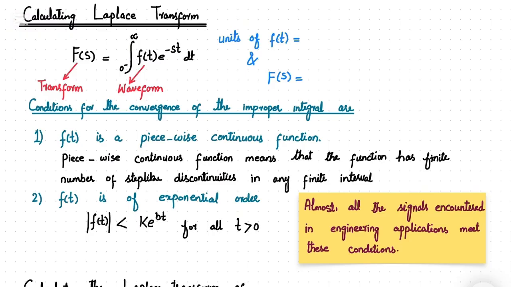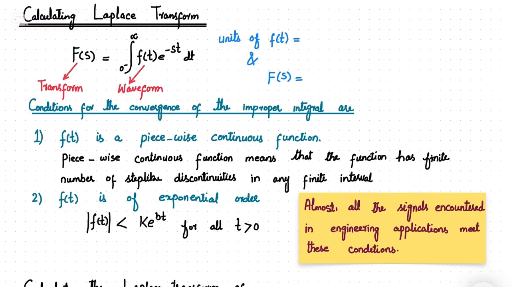In electrical engineering, usually the switch closes or opens at time t equal to 0. Therefore, in order to include that discontinuity occurring at t equal to 0, we have used the lower limit as 0 minus, so that the number of discontinuities in the function f of t within a finite interval is finite.